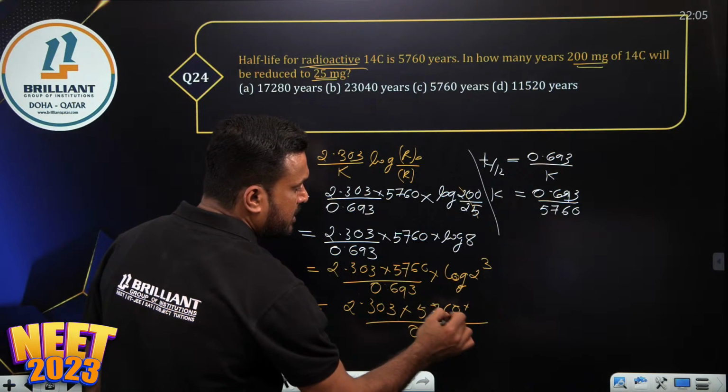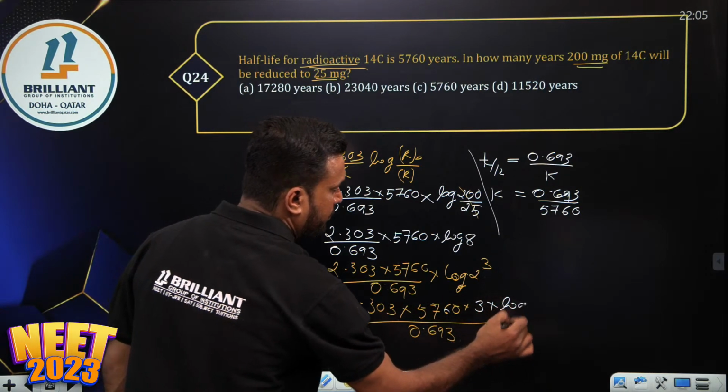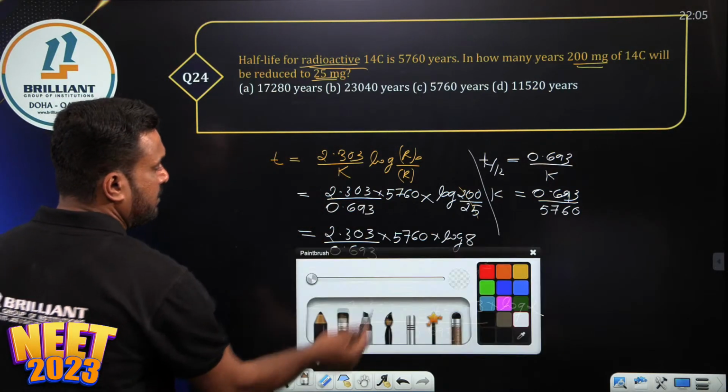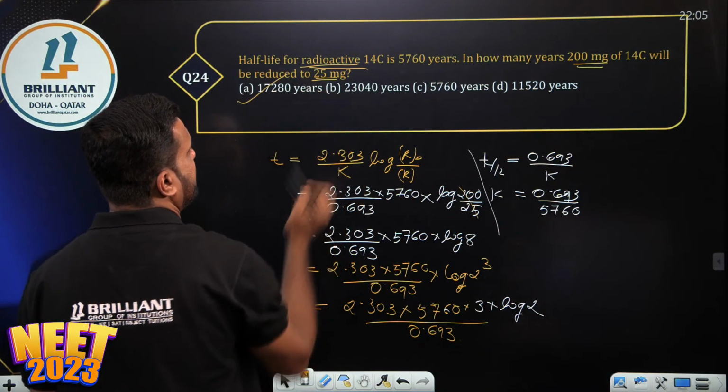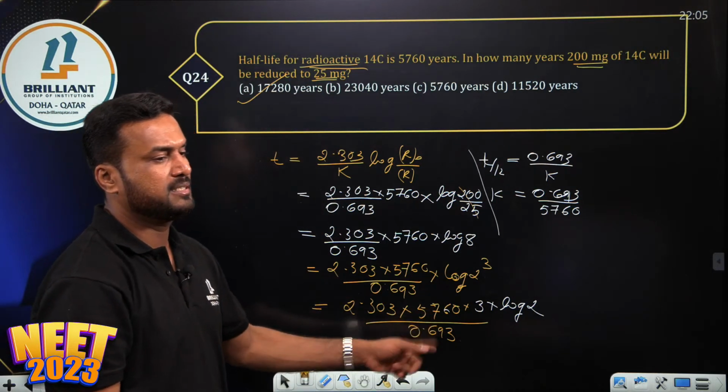So log 2 raised to 3, so 5760 into 3 log 2. Yes, correct. You solve the value and you will get the answer. I think for this question the right answer will be 17280 years. Check the value if it is correct or not.